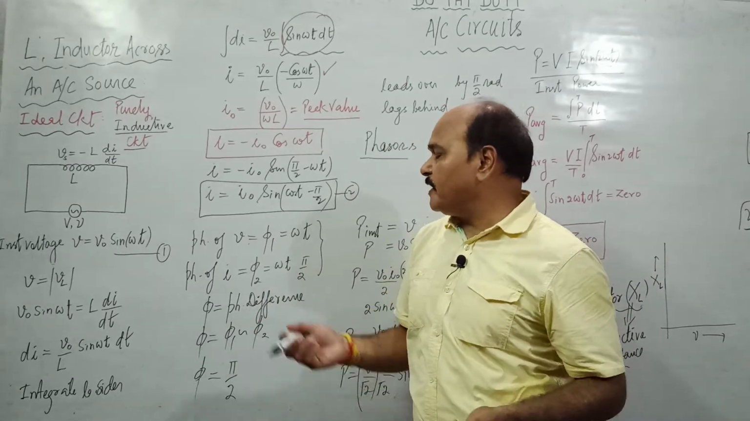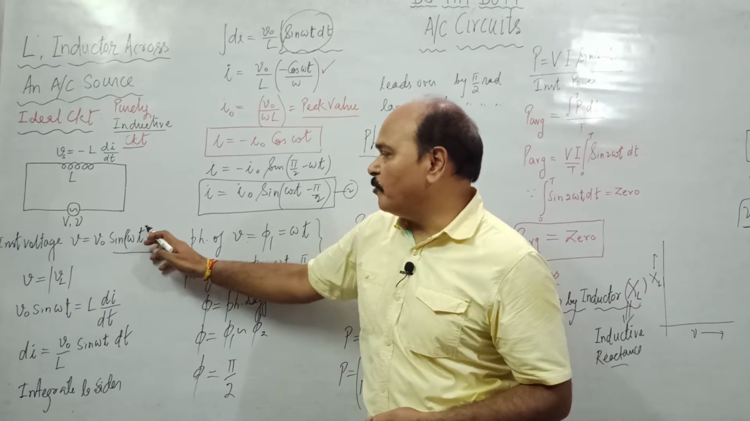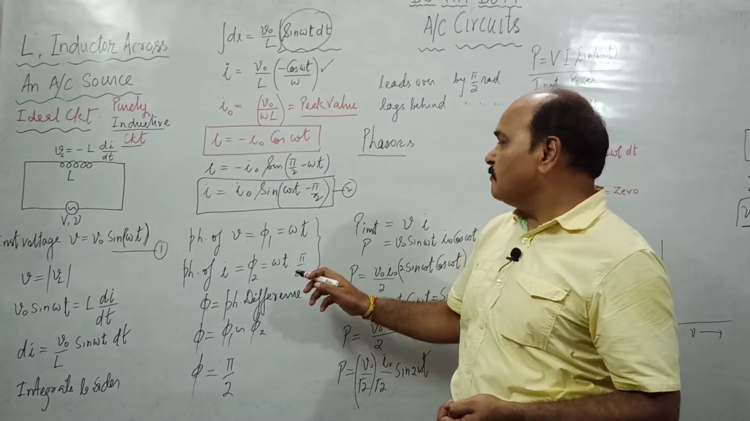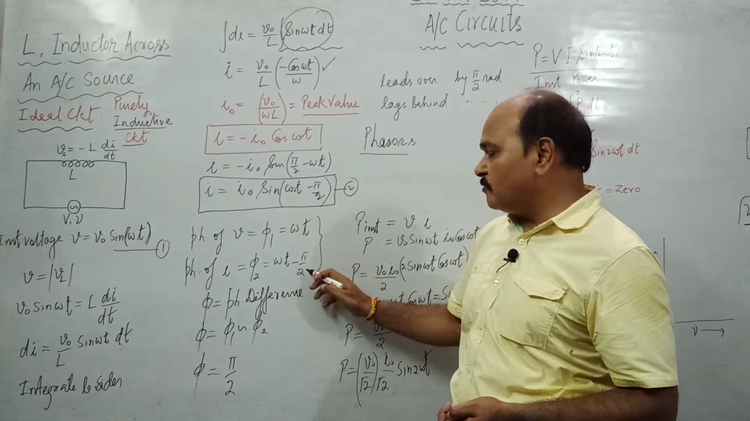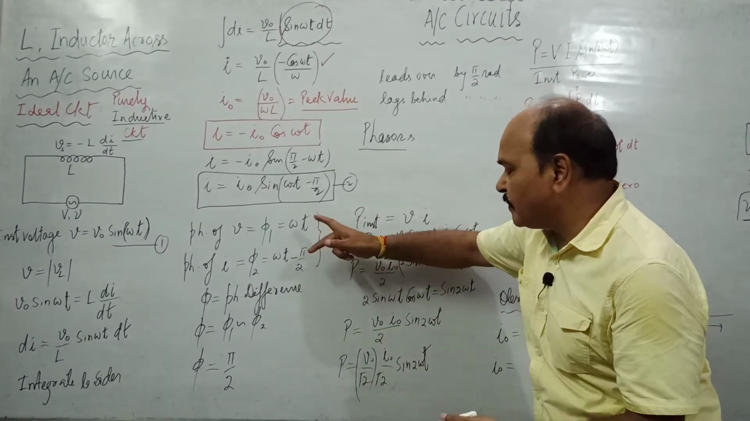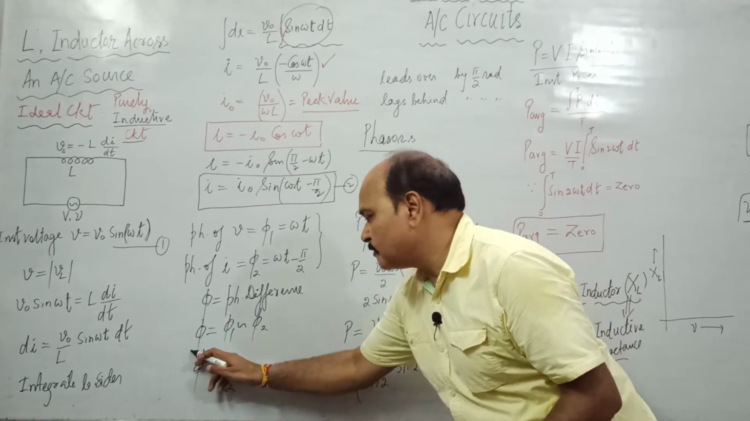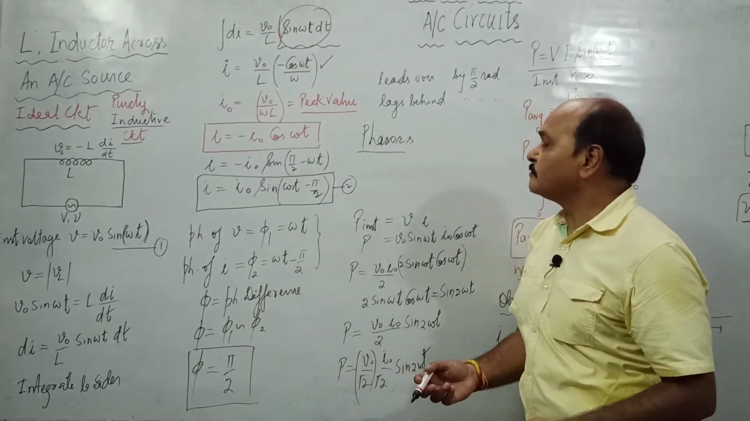Now let us see the phase. What is the phase of voltage? Omega t, that we know already. What is the phase of current? Omega t minus pi by 2. This is the phase of current. What is the difference of these two phases? The difference of these two phases would again be pi by 2. The phase difference between voltage and current is pi by 2.